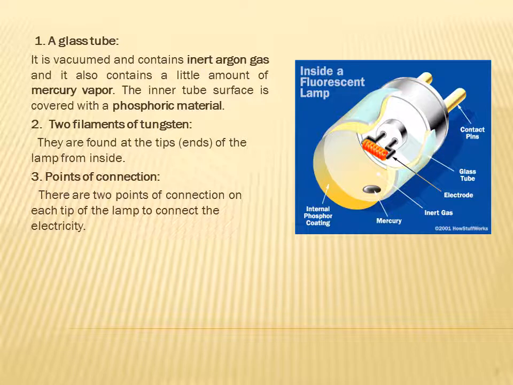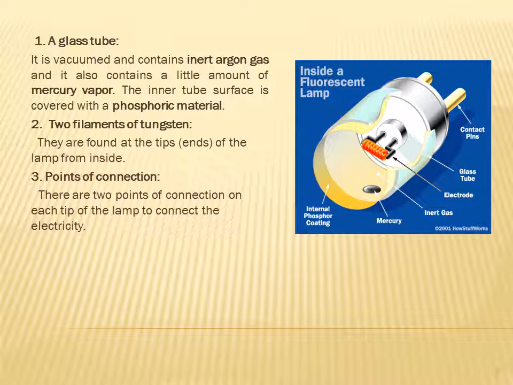Number one, the glass tube. What do we have inside this glass tube? We have three things. Number one, we have the inert argon gas. This is what keeps the filament alive for a very long time. This is what increases the lifetime of my filament, the argon gas.